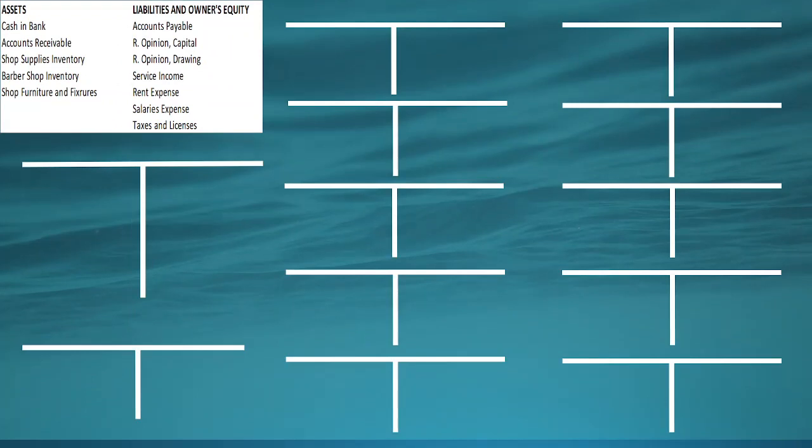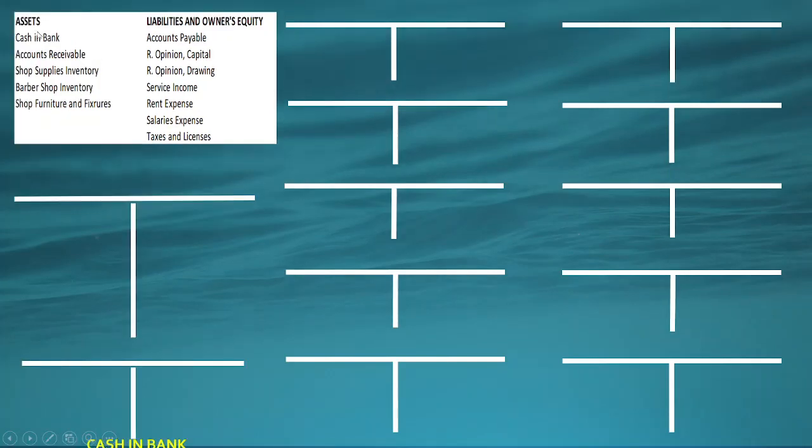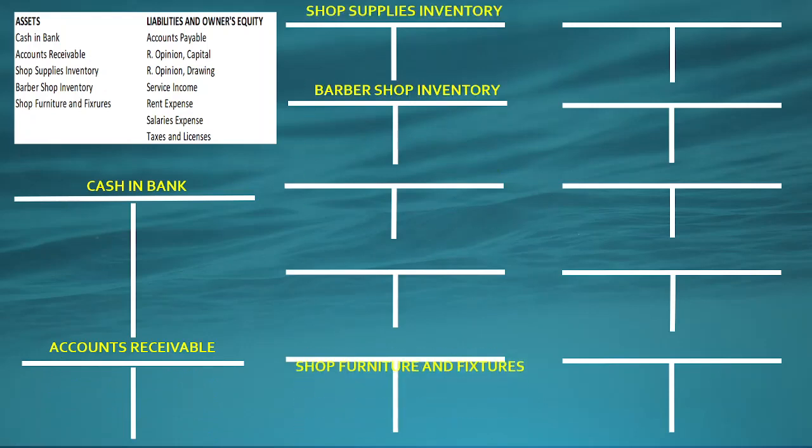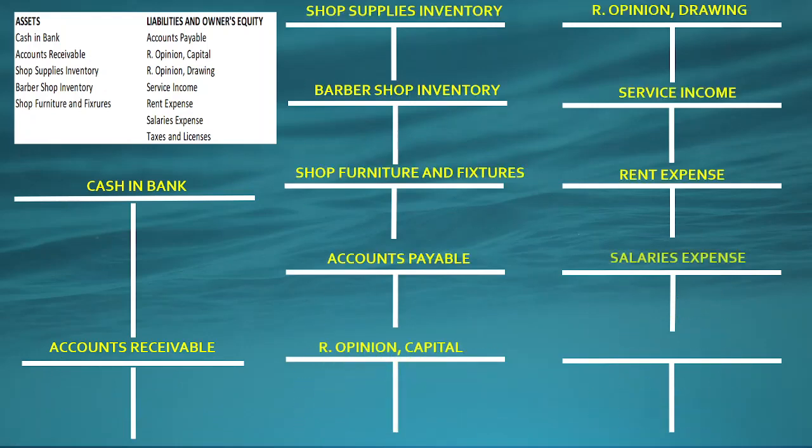Alright, after that, you have to write the account titles to the respective T accounts. For example, first is cash in bank, so it must look like this. To write the account titles, it must be done according to the sequence of our accounting elements, so all assets must be written first in our T accounts. So we have it like that, and the rest will follow. So we have successfully prepared the format of our ledgers.